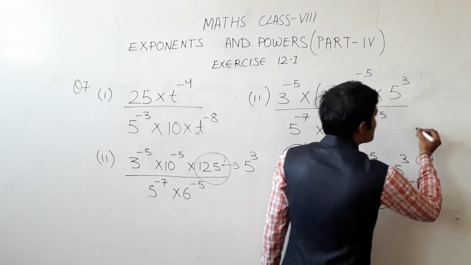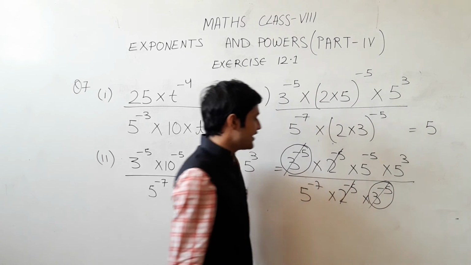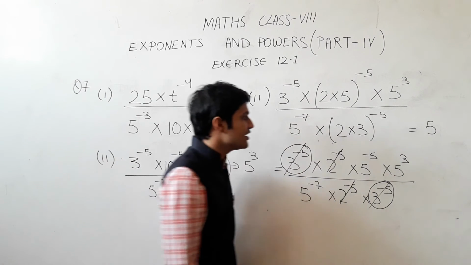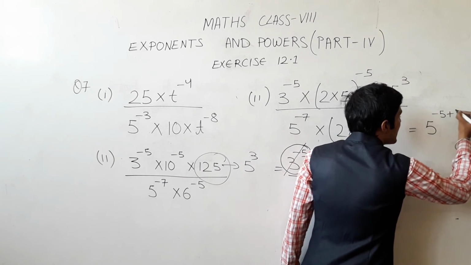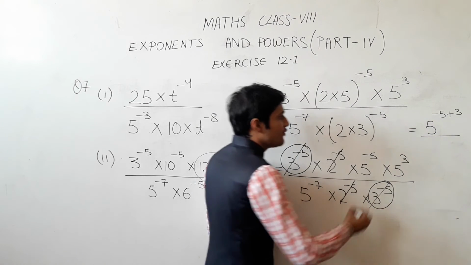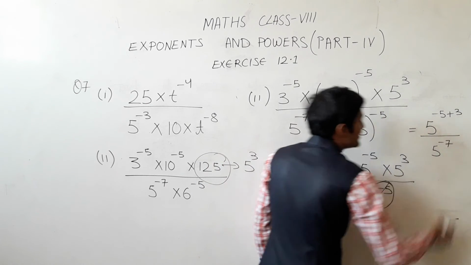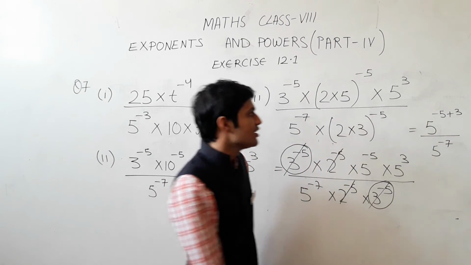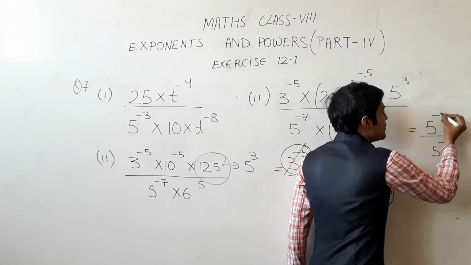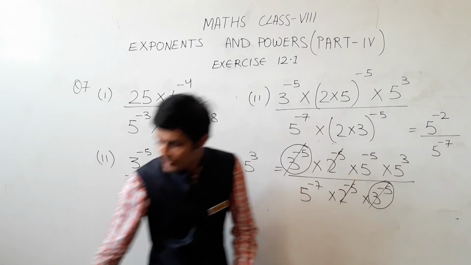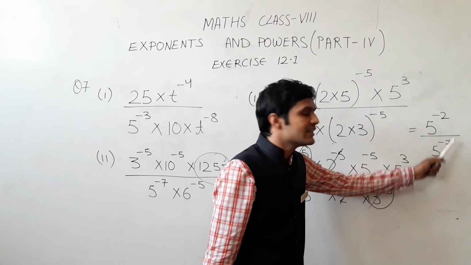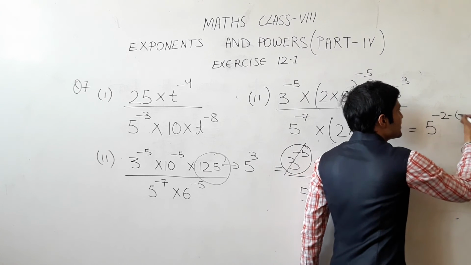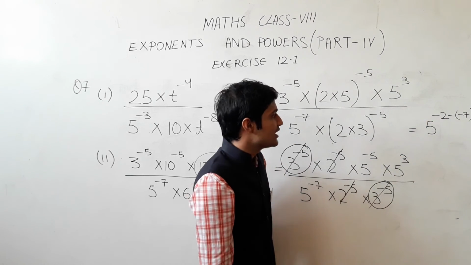So what will we get? We get 5 raised to the power minus 5 plus 3, because both the numbers are in multiplication, upon 5 raised to the power minus 7. Okay. So minus 5 plus 3 becomes what? Minus 5 plus 3 becomes minus 2. Okay. And after that, shift this minus 7 to the numerator part. So minus 7 becomes plus 7.